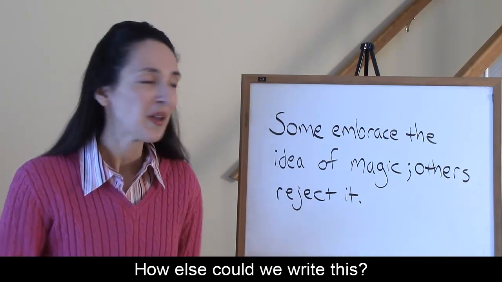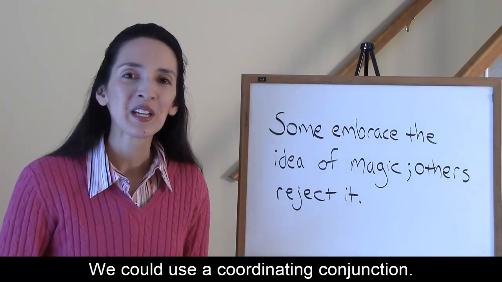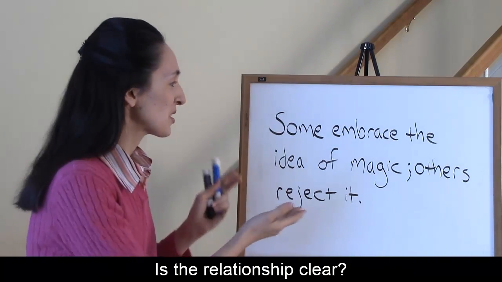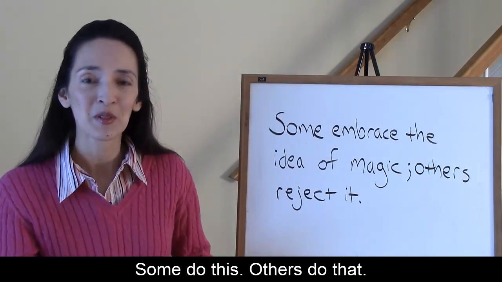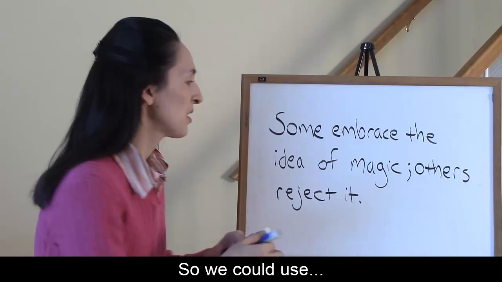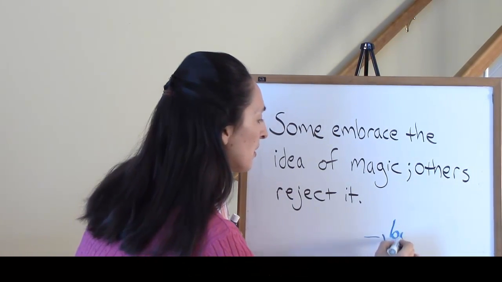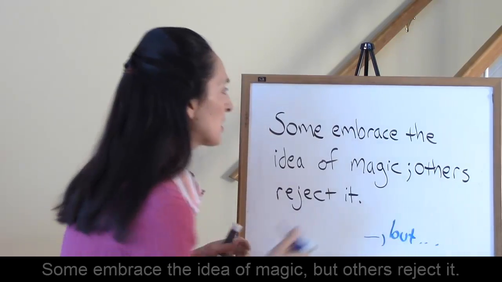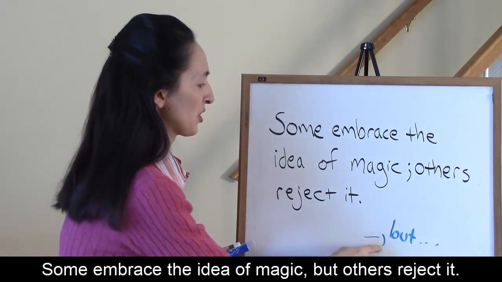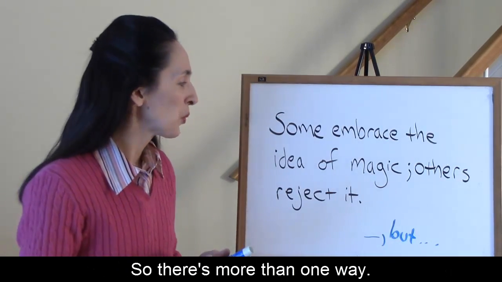Yes. How else could we write this? We could use a coordinating conjunction. Is the relationship clear? Some do this, others do that. It's a contrast, isn't it? So we could use comma, but. Some embrace the idea of magic, but others reject it. So there's more than one way.